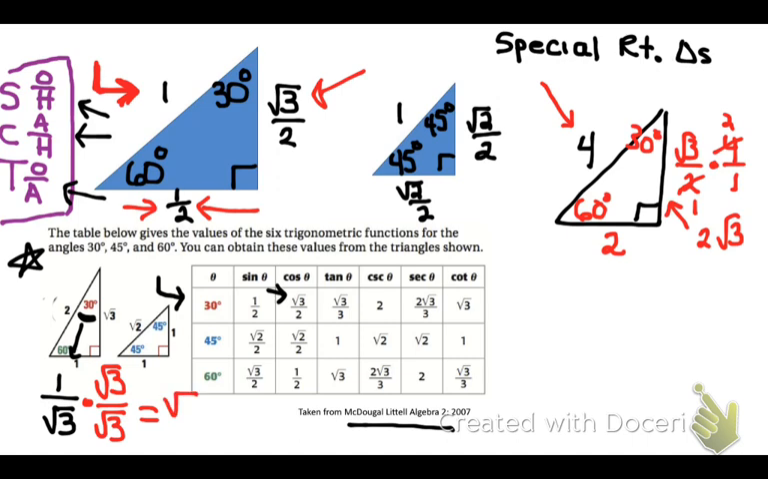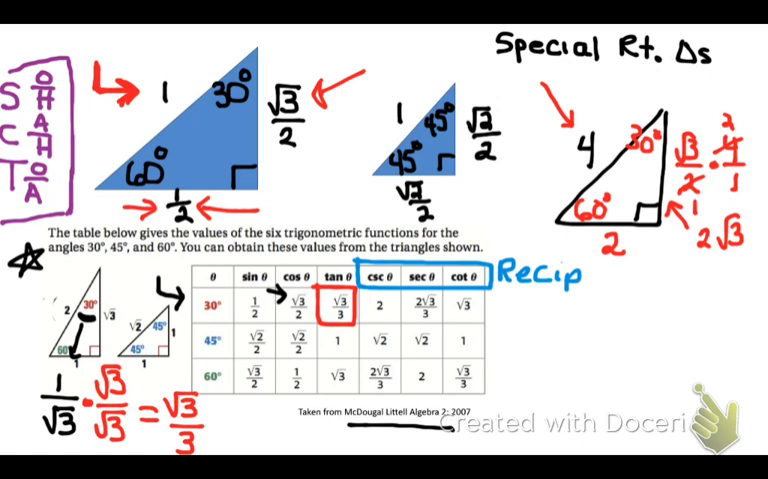So that gives us square root 3 over square root 9, and the square root of 9 is 3. And that's where this value comes from. All right, now we're going to look at cosecant, secant, and cotangent. And if you remember from the first slide, I said that these were actually reciprocals of sine, cosine, and tangent.